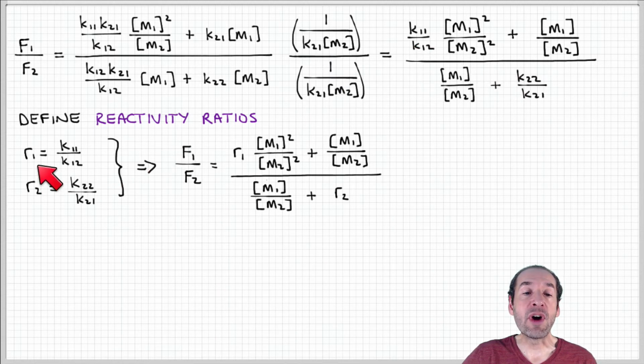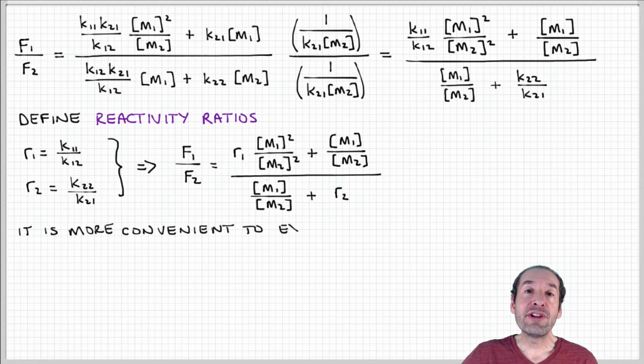So in other words, little r1, or reactivity ratio 1, is k11 over k12, and reactivity ratio 2 is k22 over k21. And basically you can see that this is expressing the ratio of the rate at which the same monomer is added to a growing chain versus the cross-reaction rate, or the rate at which the other monomer is added to a chain that ends in one monomer. We can substitute that in, and we end up with this expression here in terms of the reactivity ratios.